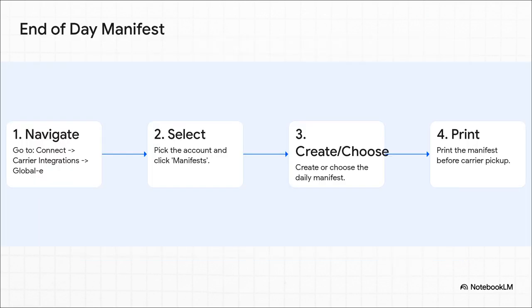Now for a key daily task that is 100% 2PAC's responsibility, the end-of-day manifest for Global E. This has to be done once a day right before the carrier gets here. The steps are easy. Just navigate to Connect, then Carrier Integrations, then Global E. Select the account, click Manifests, create or choose the day's manifest, and print it out. It's a vital part of a smooth handover.